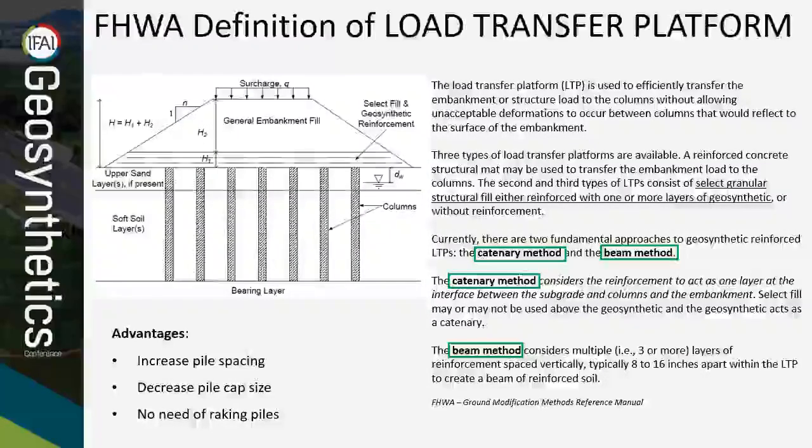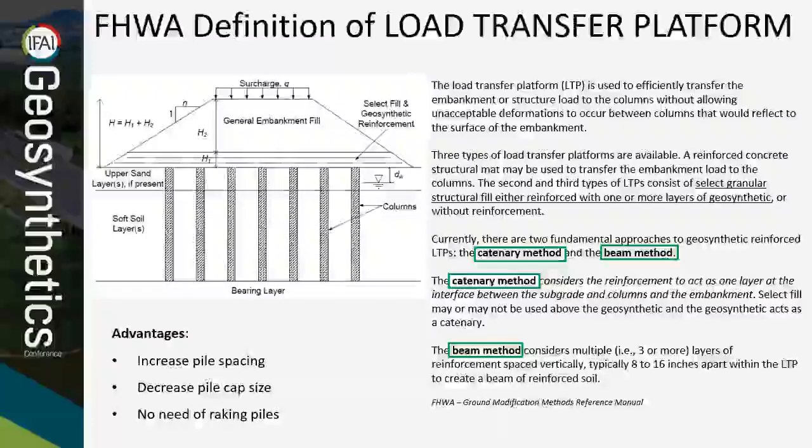And by doing so, spacing between piles can be significantly increased and pile cap sizes can be decreased. Always following the definition of the Federal Highway, there are 2 main approaches to geosynthetic reinforced load transfer platform. One is the beam method and the other one is the catenary method.